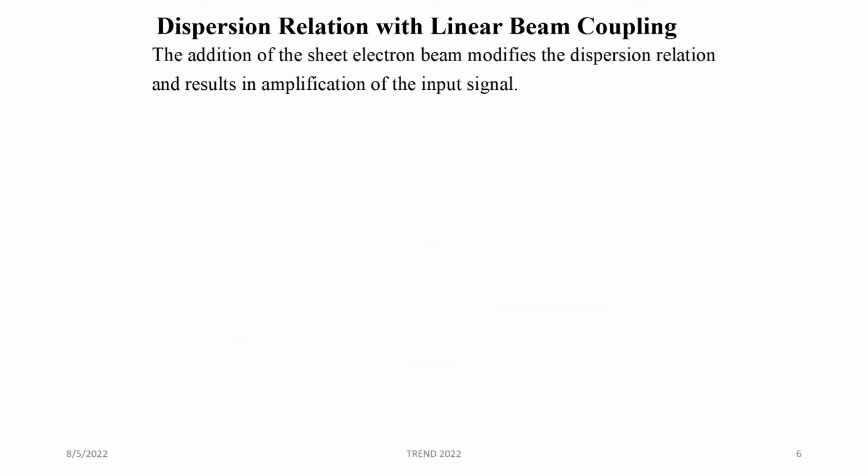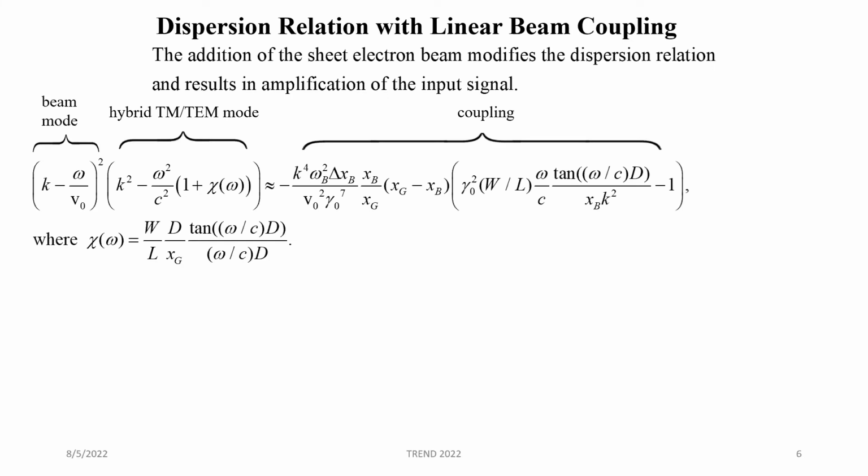So the addition of the sheet electron beam modified the dispersion relation and resulted in amplification. This is the following dispersion relation we get. It's very complicated, but it can be grouped into 3 different terms. The first one is the beam mode. This is the beam's dispersion relation. This is the hybrid corrugated waveguide dispersion relation. And then these are equal to a coupling term. And this coupling term is just a function of frequency, geometry, and beam parameters.